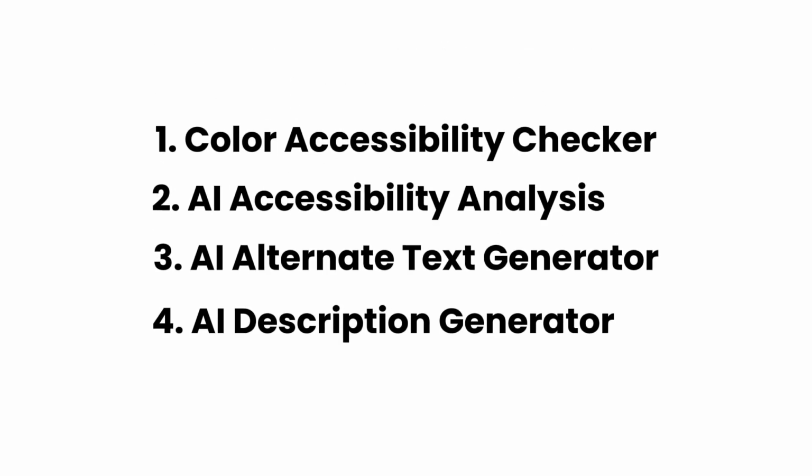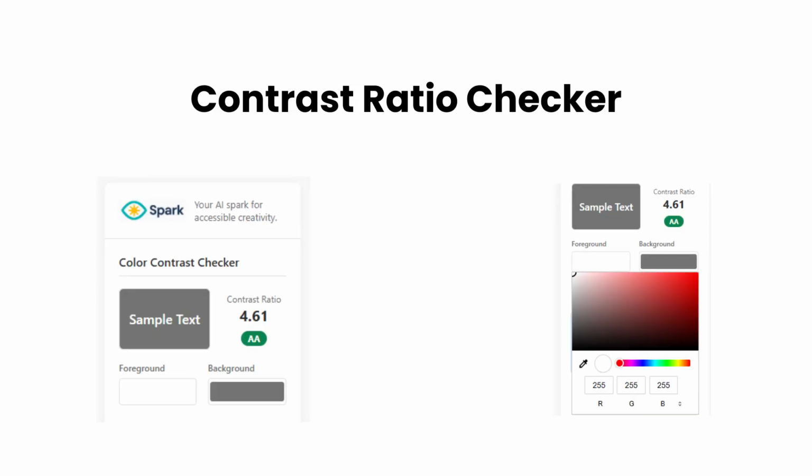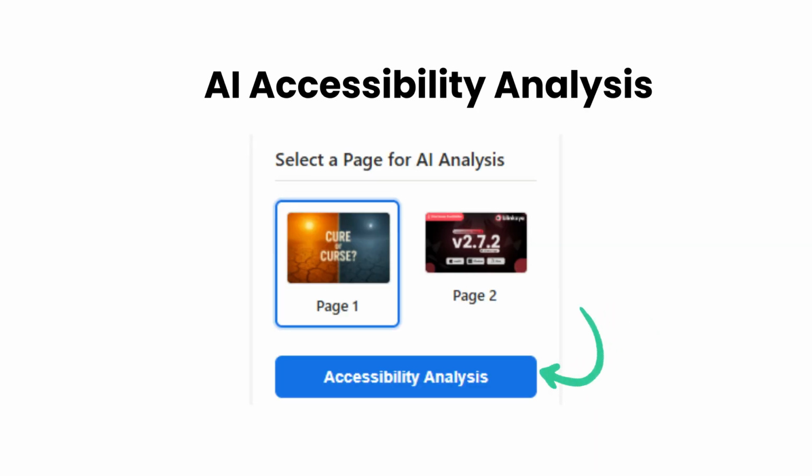Okay, the functionalities are, first one is the accessibility checker. That means you can select a background and a foreground to check the contrast ratio and contrast score between them by industry standard. And the second one is AI accessibility analysis.